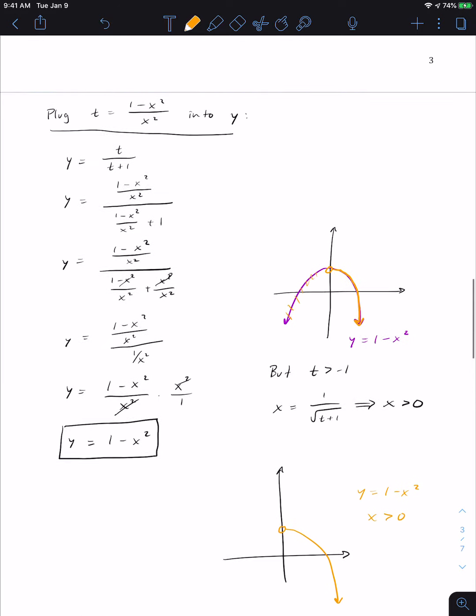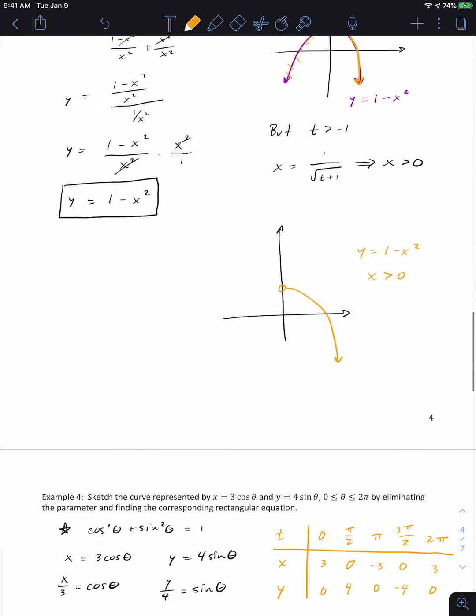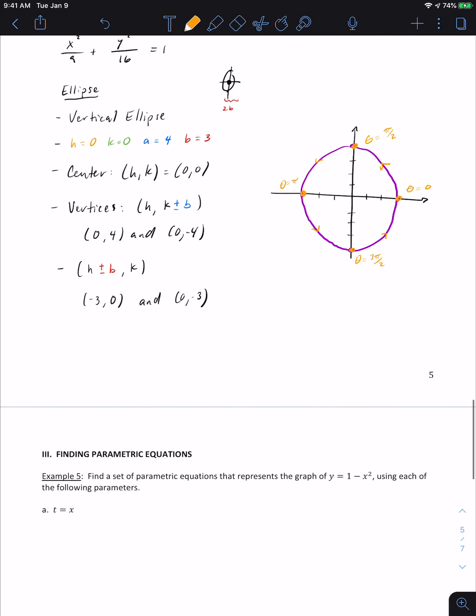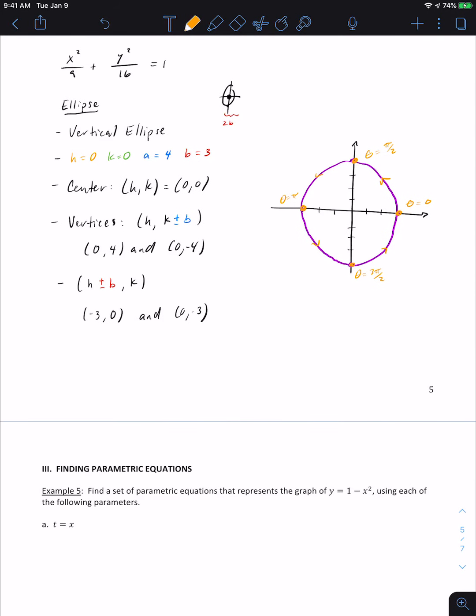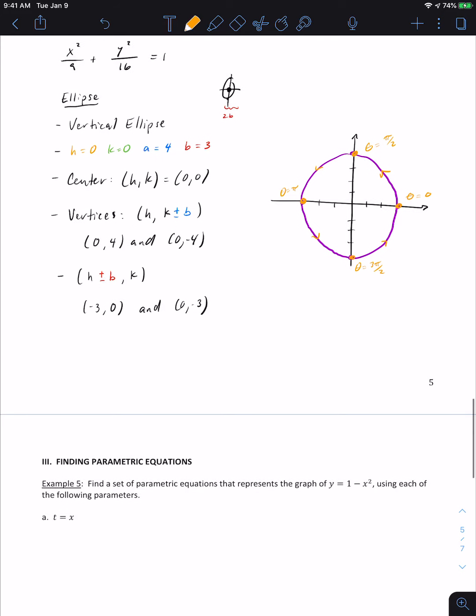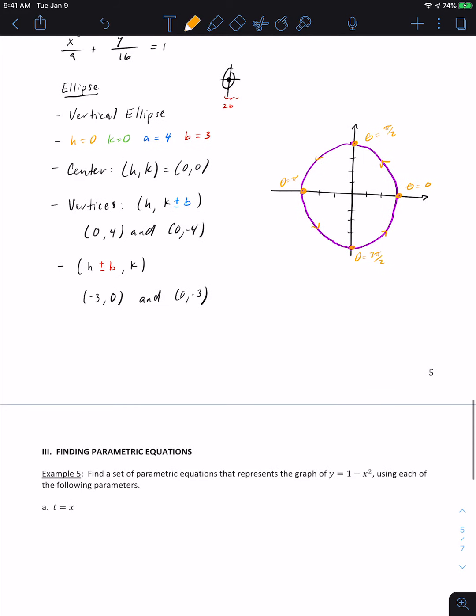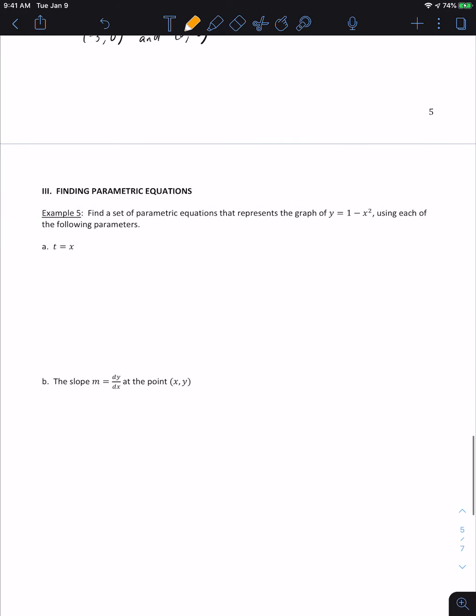Right? So it's the same way for these two equations here. As always, eliminating the parameter is really just a helpful way for us to sketch the graph.